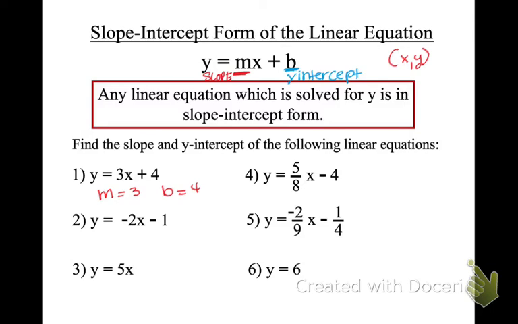So I found the slope and the y-intercept on number 2. My m is negative 2 and my b is negative 1. I want you to pause the recording and try the next few on your own.